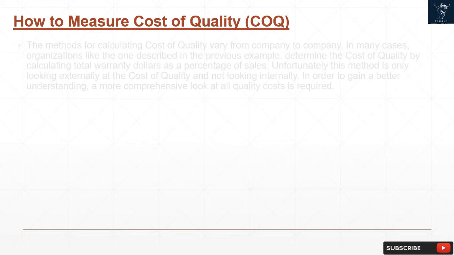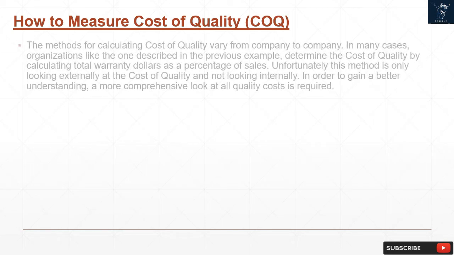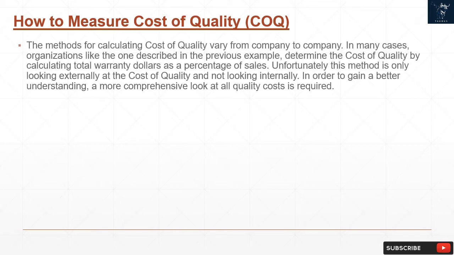How to measure cost of quality, CoQ. The methods for calculating cost of quality vary from company to company. In many cases, organizations like the one described in the previous example determine the cost of quality by calculating total warranty dollars as a percentage of sales. Unfortunately, this method is only looking externally at the cost of quality and not looking internally. In order to gain a better understanding, a more comprehensive look at all quality costs is required.